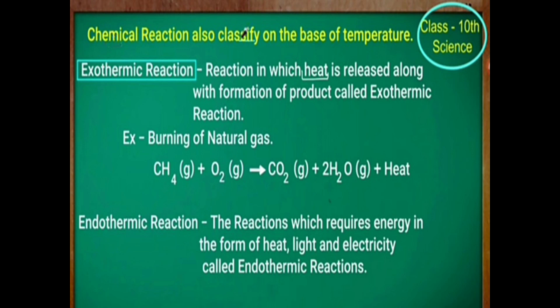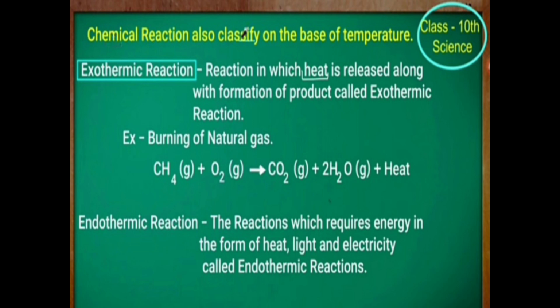Exothermic reaction is the reaction in which heat is released. You might have heard of an exhaust fan, right? Most of you might have one at home. Whenever we switch on that exhaust fan, the heat which is released from the gas moves outside. So the exhaust fan helps us to move the heat outside. So exo means it releases heat. It is a reaction in which heat is released along with formation of product. Product is formed and heat is released.